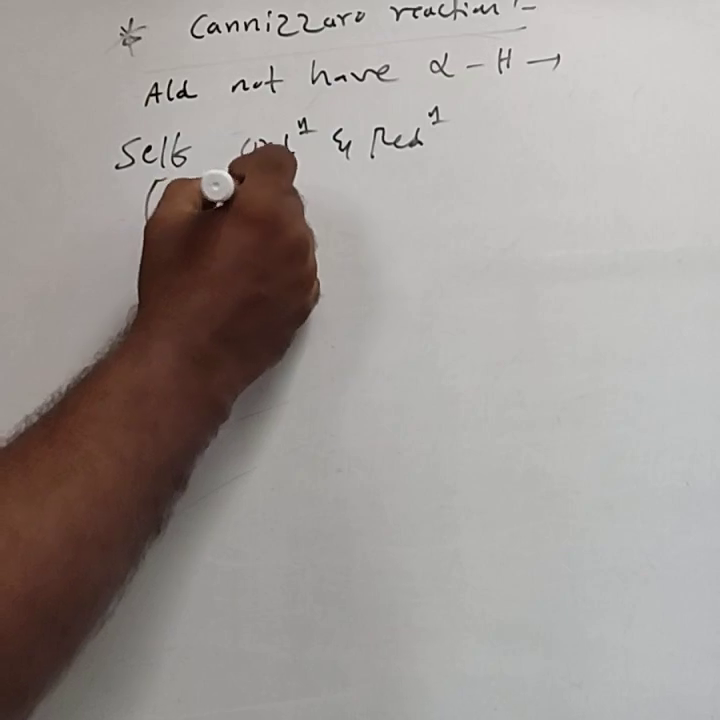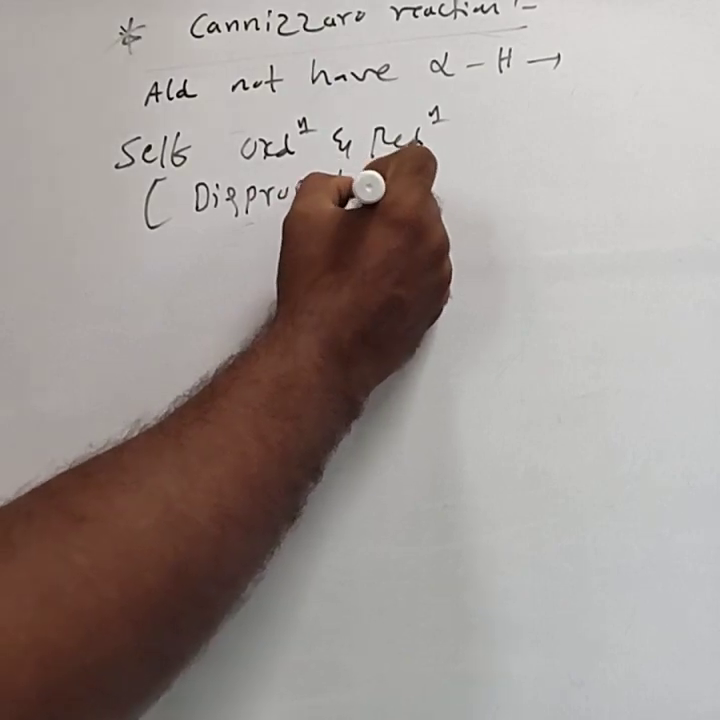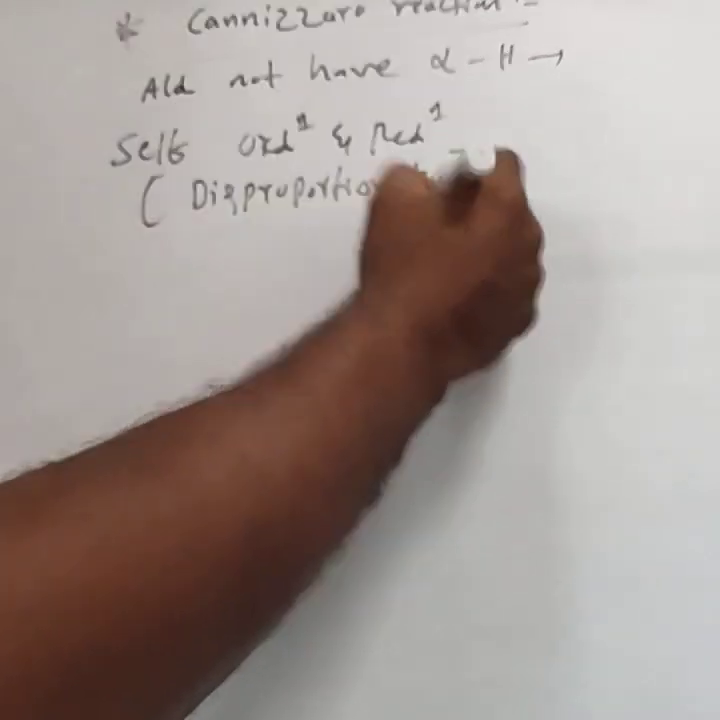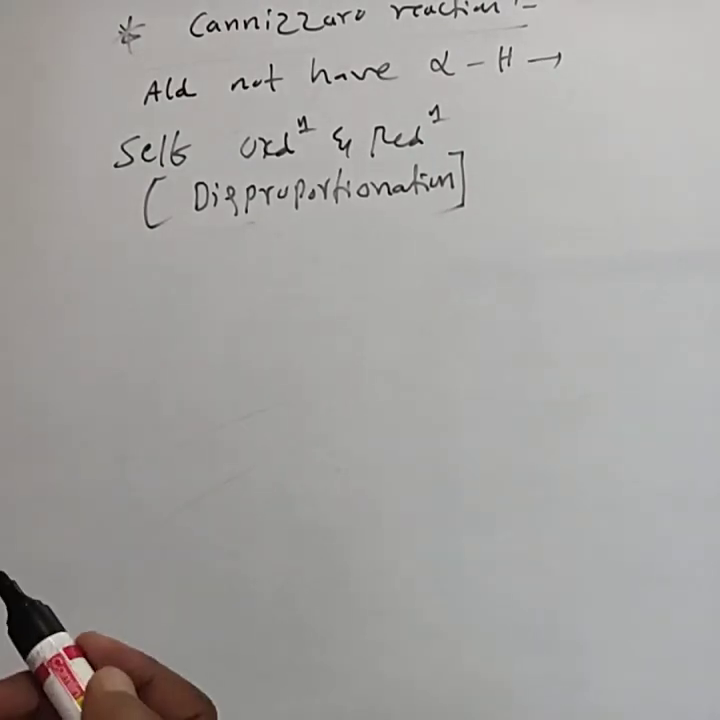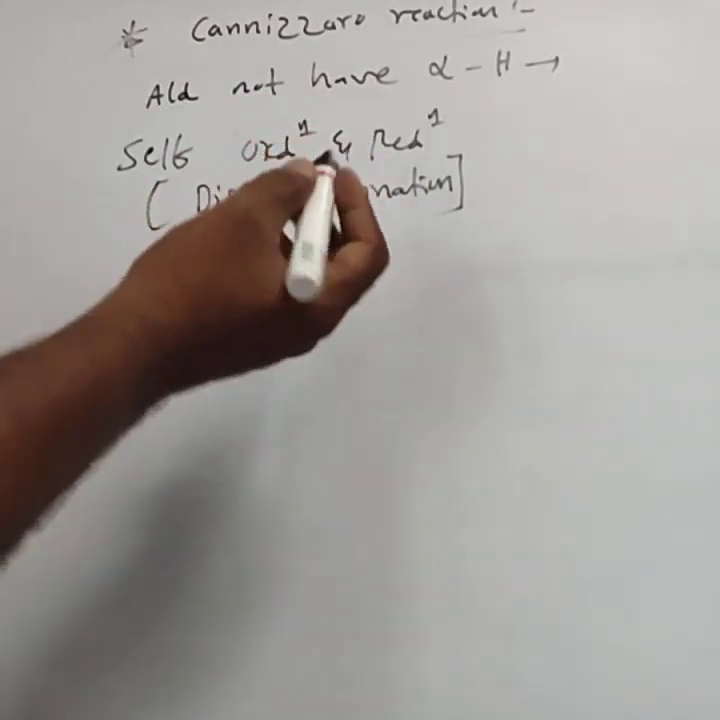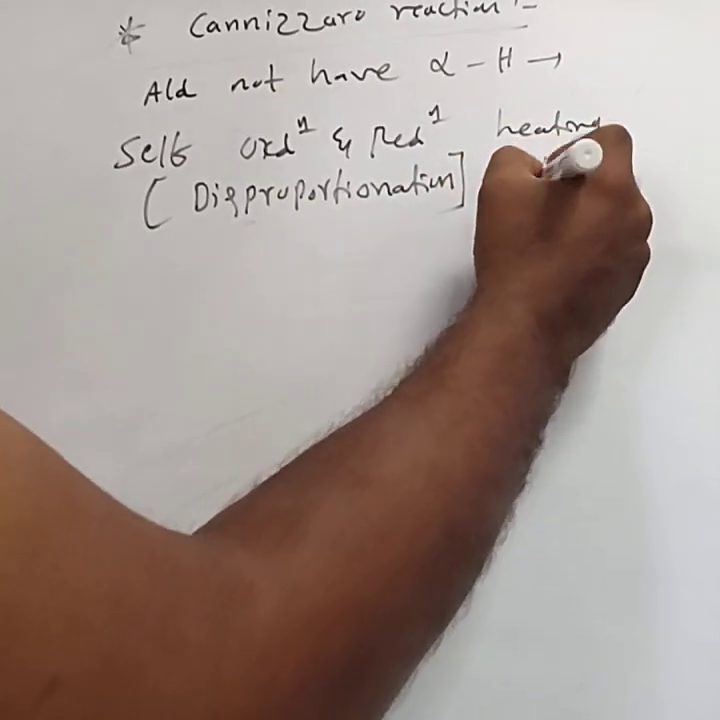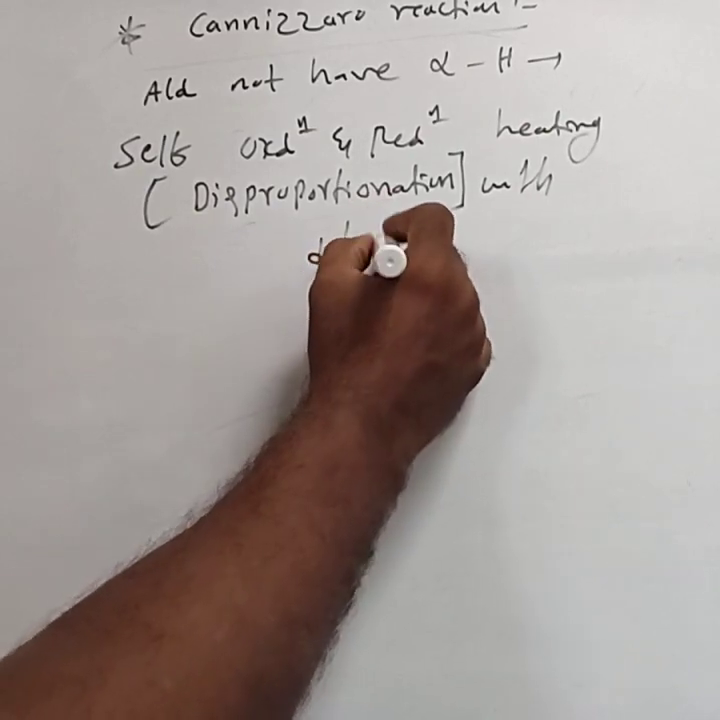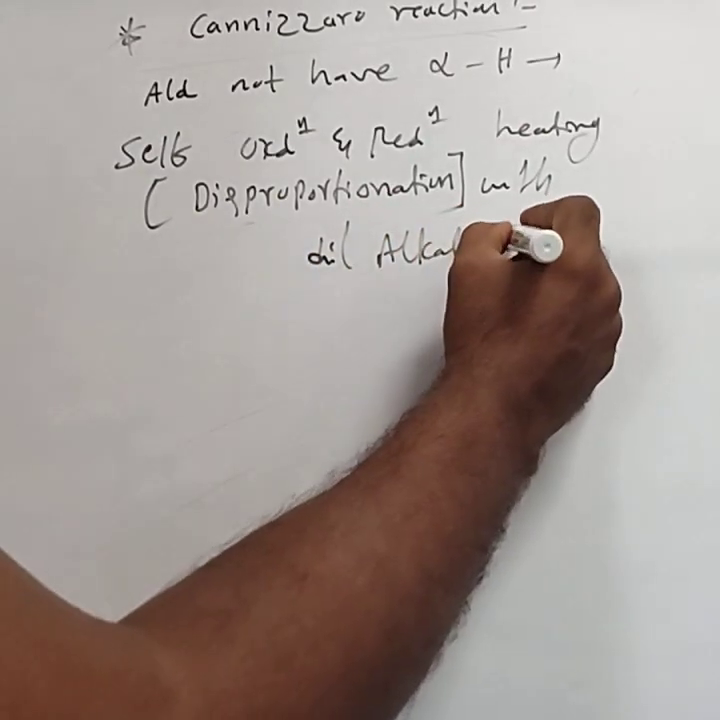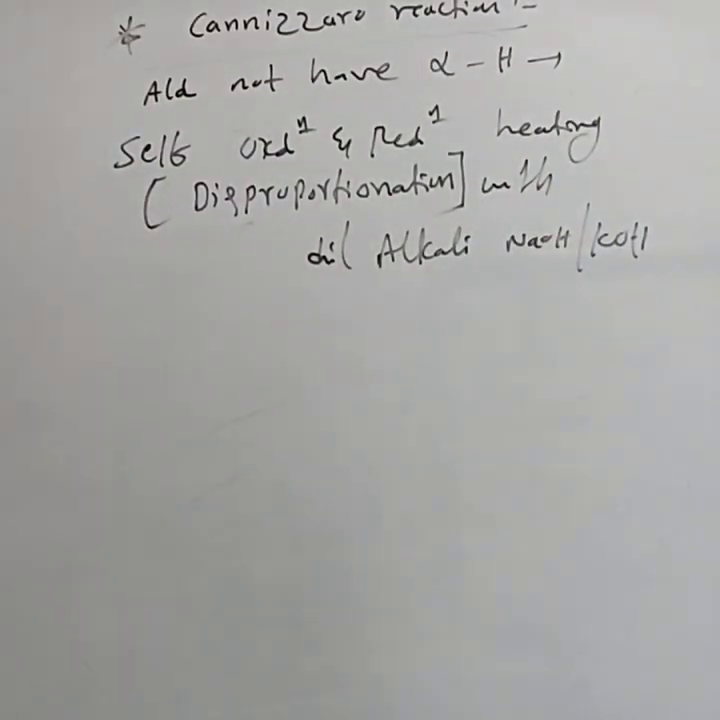Commonly, that reaction is called disproportionation. In a disproportionation reaction, the same element undergoes both oxidation and reduction. They undergo self-oxidation and reduction by heating with dilute alkali like NaOH or KOH. This reaction is called the Cannizzaro reaction.